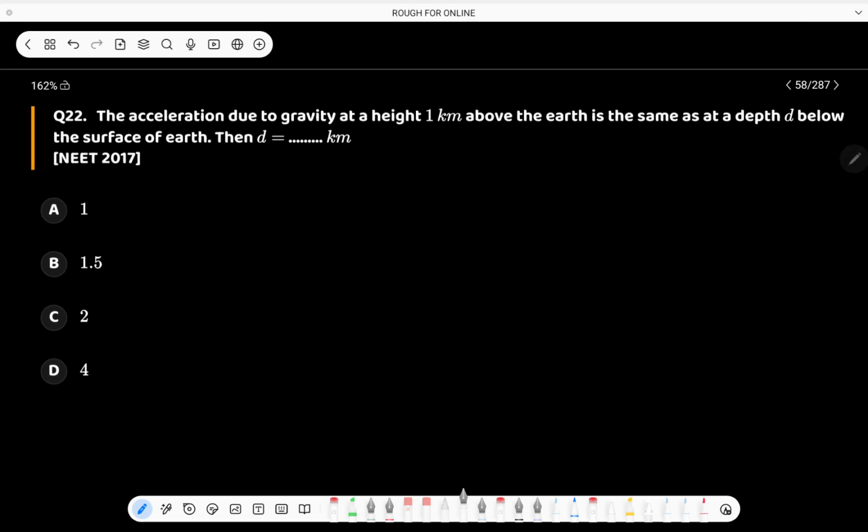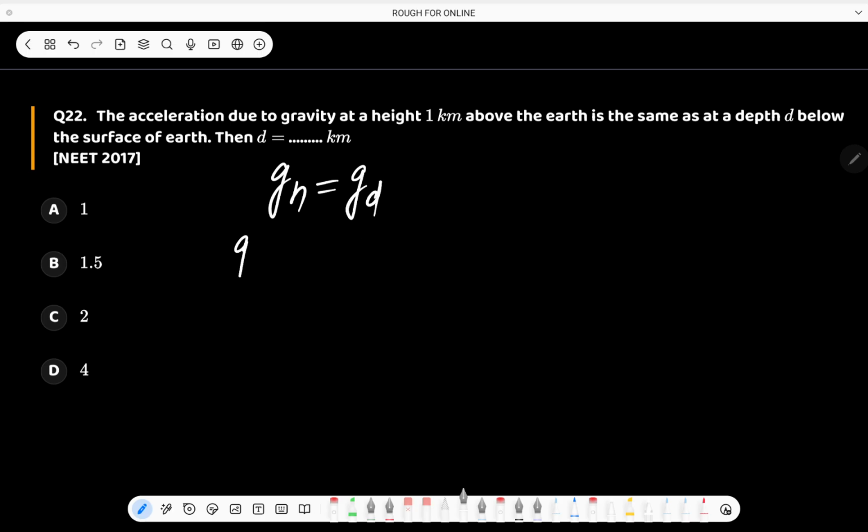Okay, another question we have. The question has been asked in NEET 2017. What is the question? The acceleration due to gravity at height 1 kilometer above the surface of the earth is the same as the acceleration due to gravity at depth d below the surface of earth, then d is equal to, very simple. It is given that g_h equals g_d.